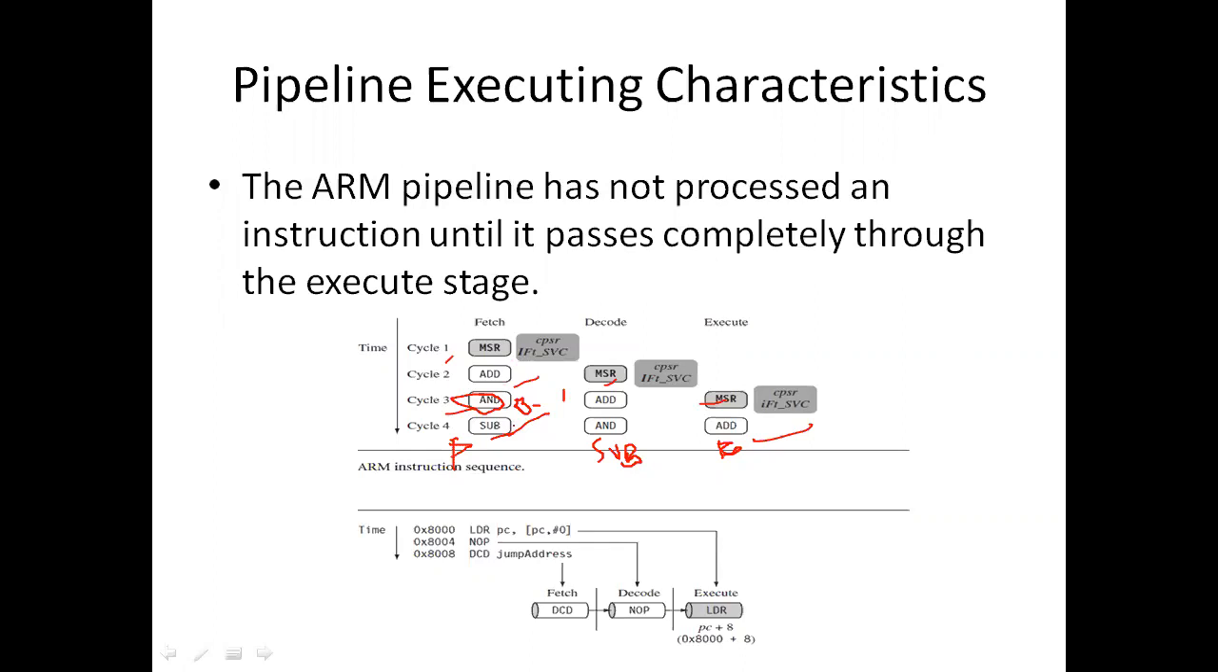So the pipeline of the ARM processor will be flushed automatically in order to load the new instruction. Whenever the ARM processor executes a branch instruction or an interrupt, it will take time because the ARM pipeline needs to be filled.